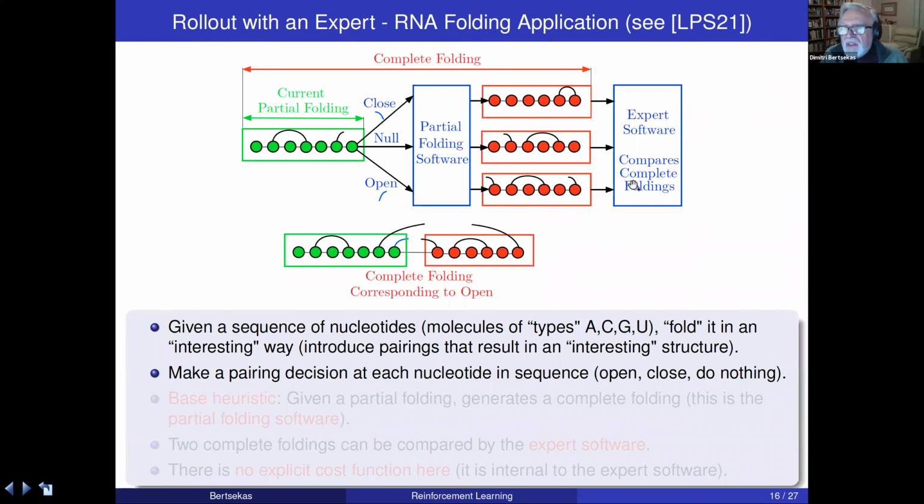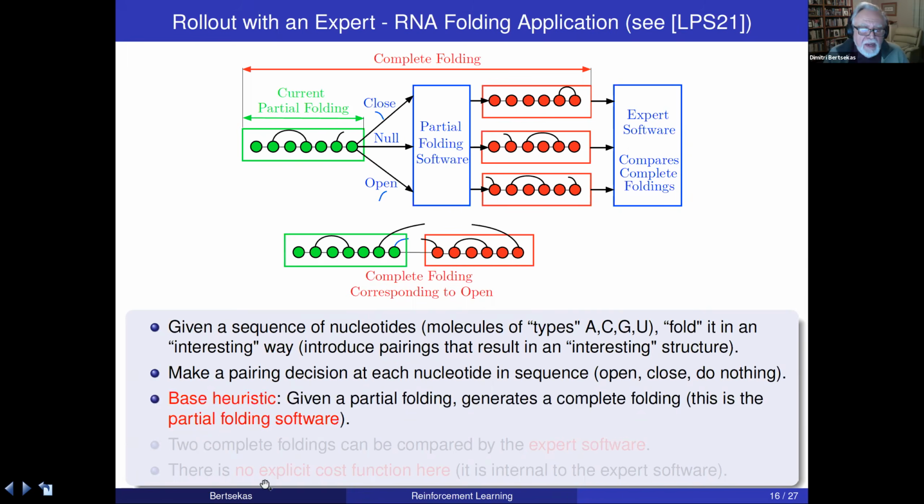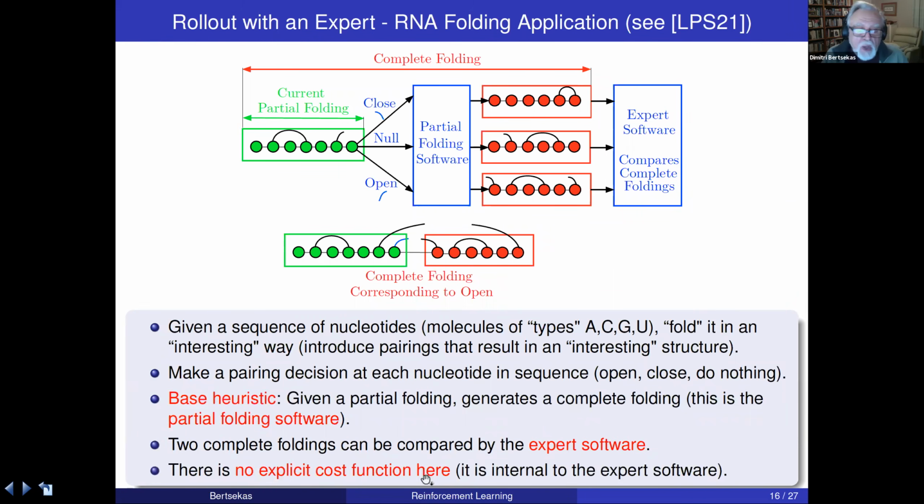So there are several different expert software that one can use. Here, the base heuristic, given the partial folding, generates a complete folding, and two complete foldings can be compared by the expert software. And there's no explicit cost function. It's internal to the expert software, and not even the software developers know what this cost function is. It's just hidden in there.